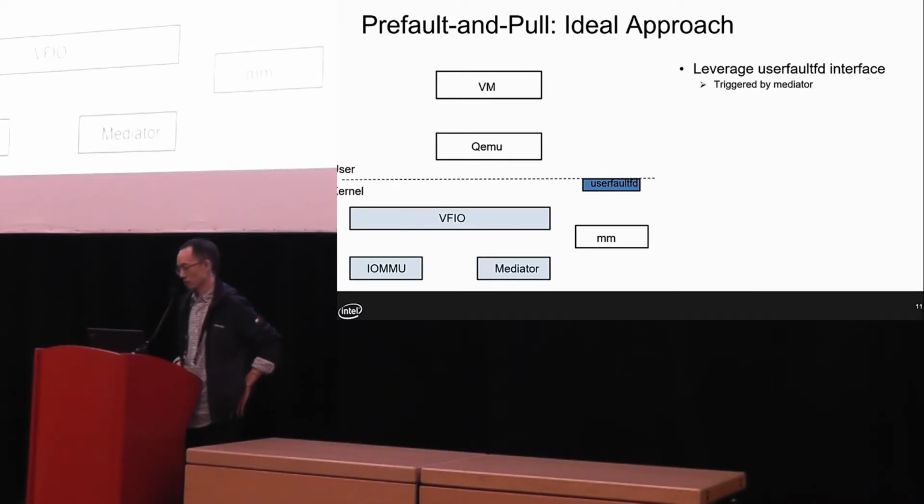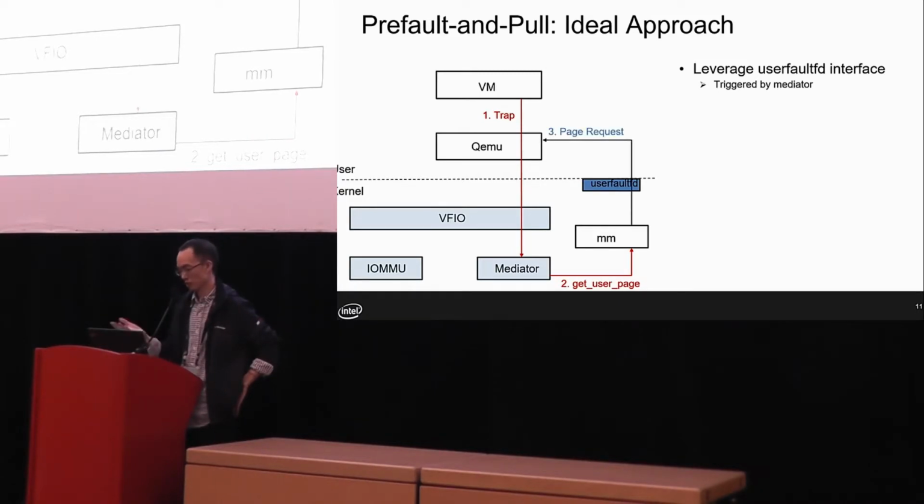So the ideal approach is to reuse the same interface. Once we identify which pages might potentially be used for DMA, we can use the same interface to pass the information. Just like this: when a trap happens for whatever operation, the mediator scans the operation to find out the DMA pages, and then uses get_user_pages to trigger the MM check. If there's no mapping, the MM will send the page request using the same interface. We get the page copied from the source.